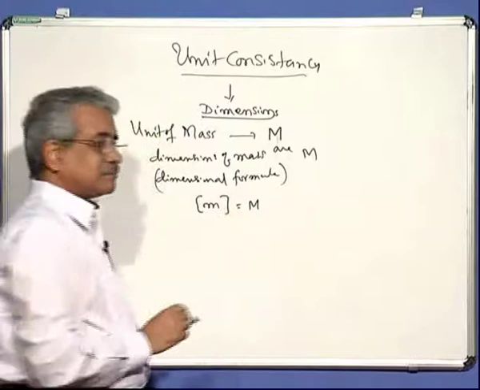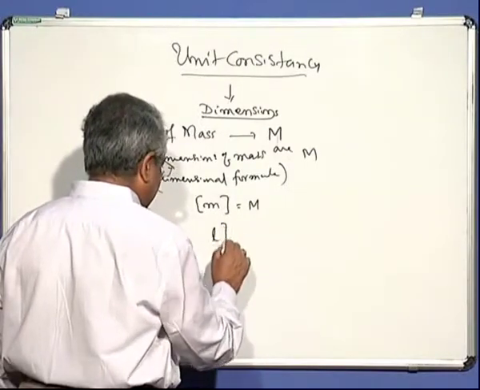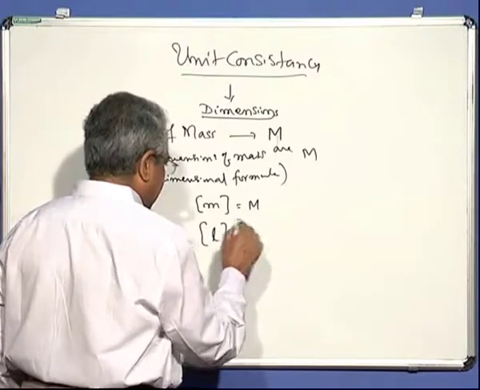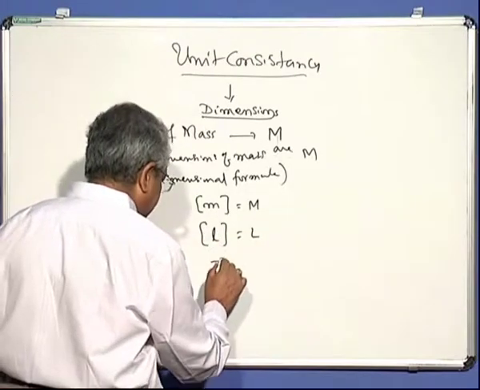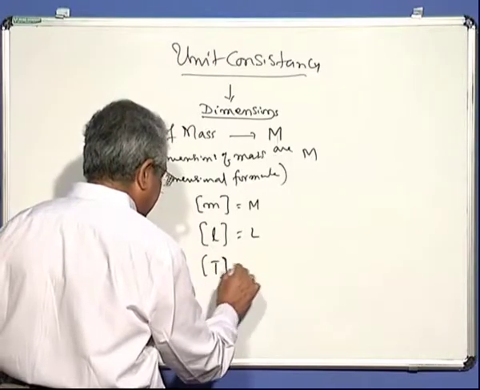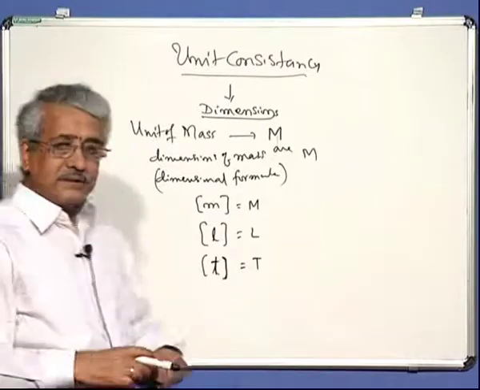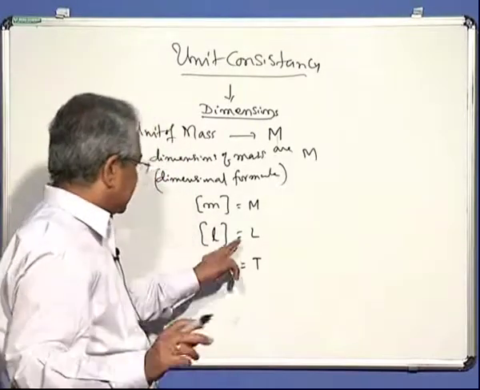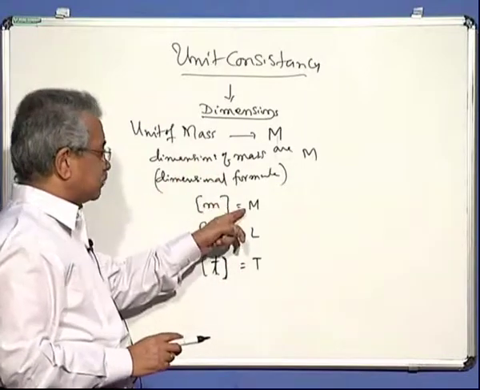Similarly, the dimension for length is given as capital L. Similarly, the dimension of time is given as capital T. What is M? What is L? What is T? They are not simply dimensions. As a definition, it is a simple dimension.